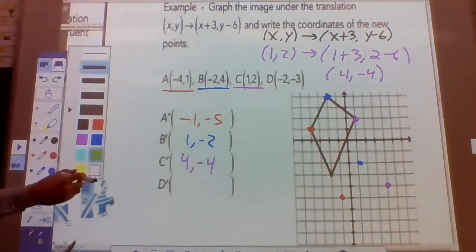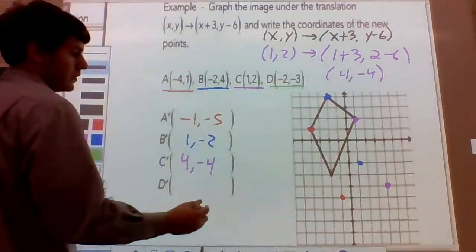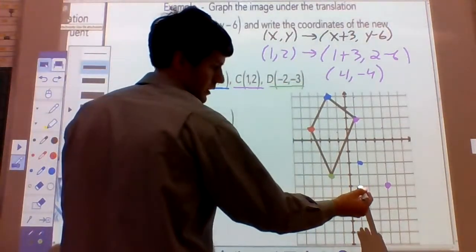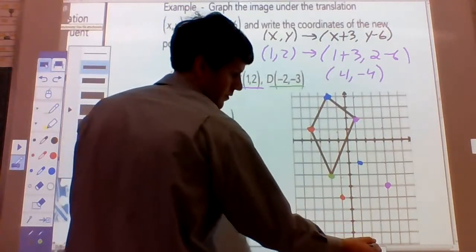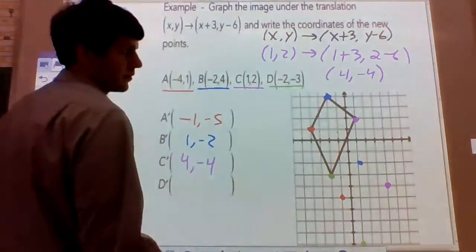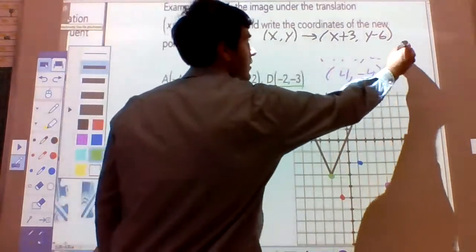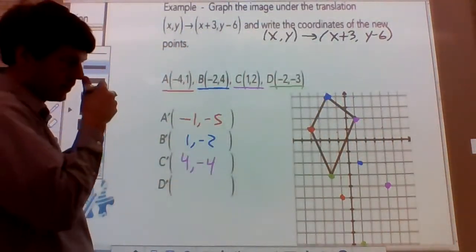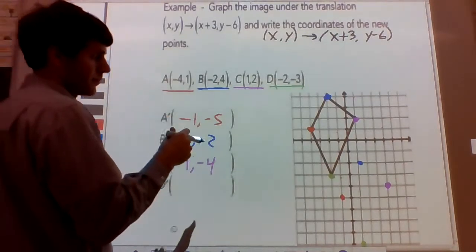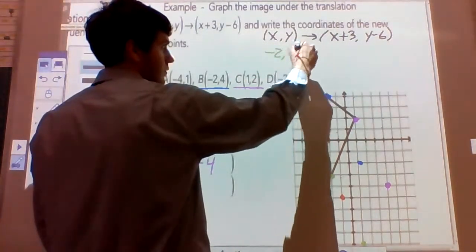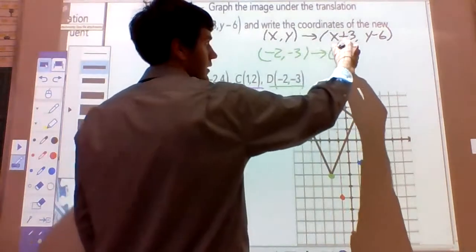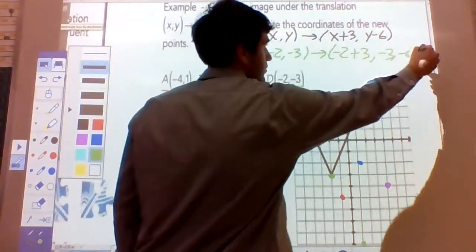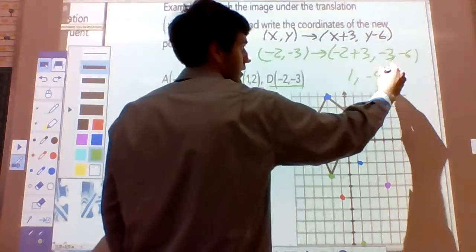And our last point here is point D. Again, we can go over 3, down 6. If we want to put that in, it's -2, -3. -2 plus 3, -3 minus 6, which is going to give us 1, -9.